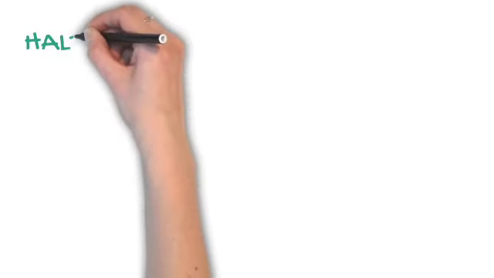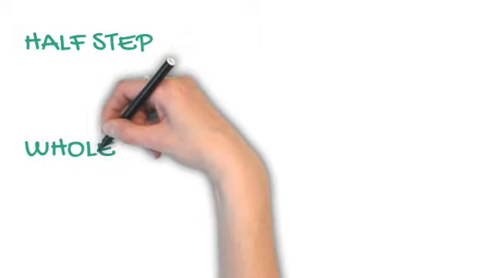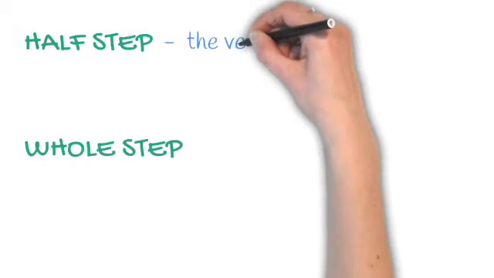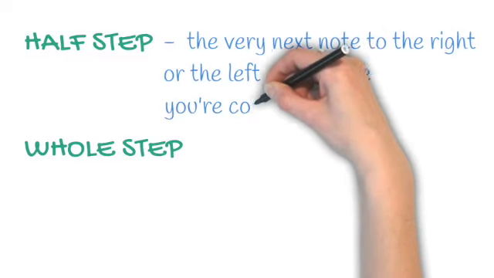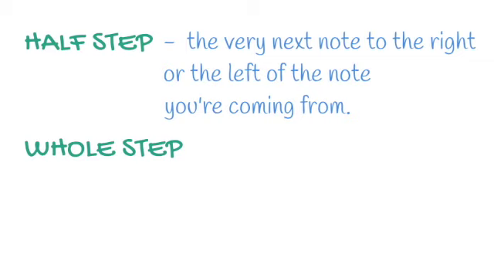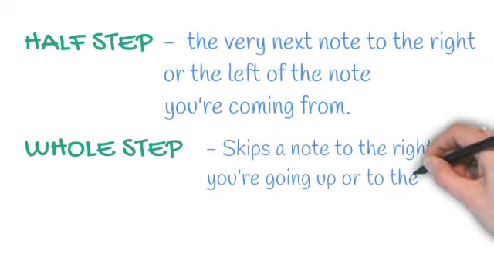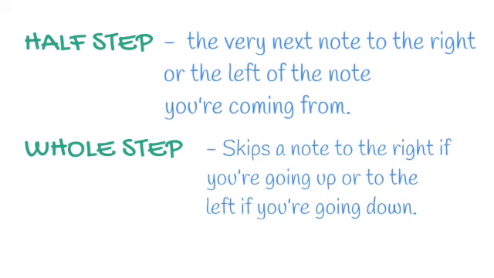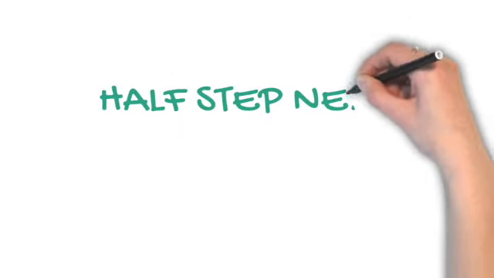When you're moving up and down the keyboard, you're either taking half steps or whole steps. Now, a half step is the very next note to the right or to the left of the note you're coming from, whereas a whole step skips a note to the right if you're going up or to the left if you're going down. So here's how you can help yourself remember the difference between a half step and a whole step. Just say the phrase, half step next, whole step skip.